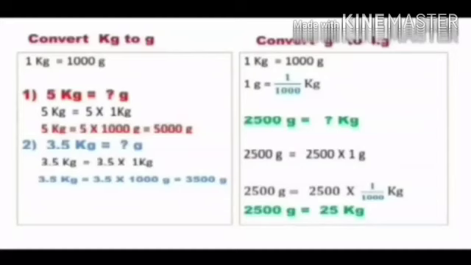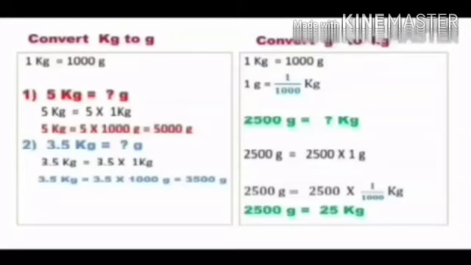See another example for kilogram to gram with the decimal number. Convert 3.5 kilogram into gram. We can write 3.5 kilogram as 3.5 times 1 kilogram. We know that 1 kilogram is equal to 1000 gram. So we can write 3.5 kilogram is equal to 3.5 times 1000 gram. When we multiply the two numbers on the right hand side, it will be 35,000.